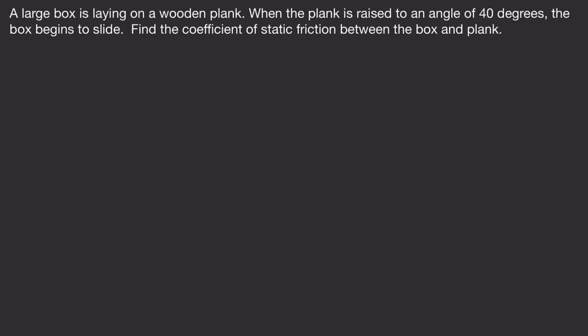In the next problem, you have a large box laying on a wooden plank, and when the plank is raised to an angle of 40 degrees, the box begins to slide, and we want to find the coefficient of static friction between the box and the plank. So we start off with our box on a plank, and then we're slowly going to raise the block up by 40 degrees. And when we get to this angle, the box is going to start to slide.